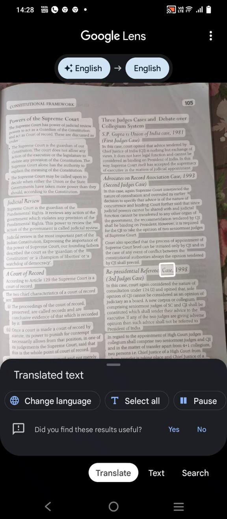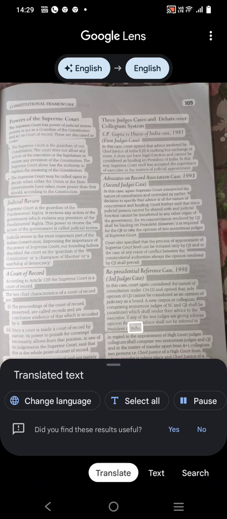Re-Presidential Reference Case, 1998. Third judges' case. In this case, the court again considered the nature of consultation under Article 124(2) and opined that the sole opinion of the CJI cannot be considered as an opinion of the judiciary as a body. A new collegium comprising the senior-most judges of the SC and the CJI shall be constituted, which shall tender their advice to the executive. If any two judges give an adverse opinion, then such advice shall not be referred to the President of India.